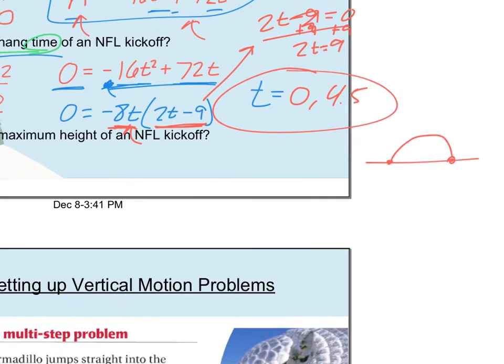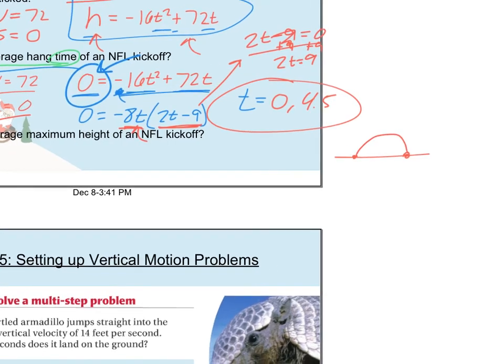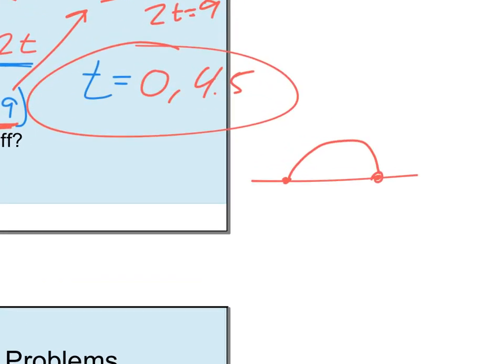What we're finding when we put 0 in for h right here, I put that in for the traveling height, because we're figuring out the times, the t's, when the height is 0. And notice that's here and here.